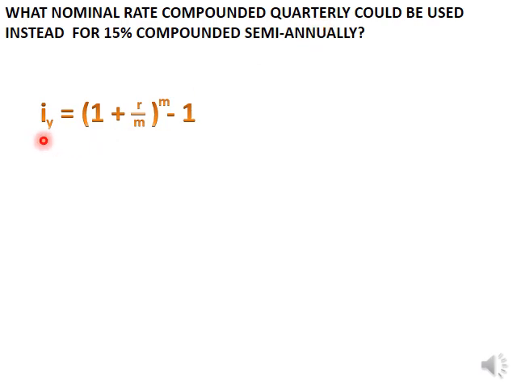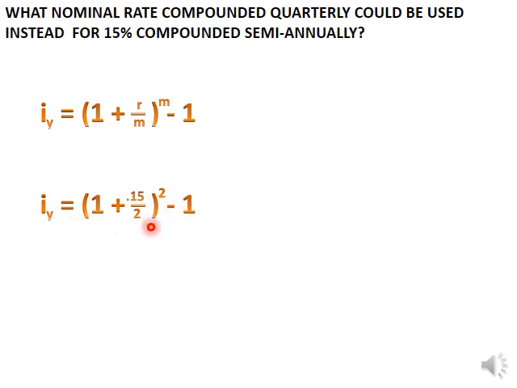Now this is the formula for the effective rate. I will compute the effective rate per year to be equal to 1 plus the interest per compounding, raised to the power of the number of periods per year, less 1. We'll use this formula to compute the effective rate. Now I will compute the effective rate of the 15% compounded semi-annually. Since this is compounded semi-annually, the interest every 6 months is 7.5%, raised to 2, since there are 2 compoundings a year, minus 1.